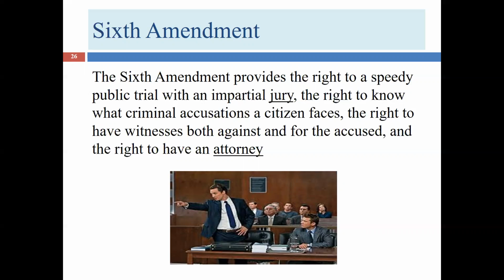The defendant also has the right to a public trial. You might think if you are a criminal defendant that you wouldn't want a public trial. You might be embarrassed.